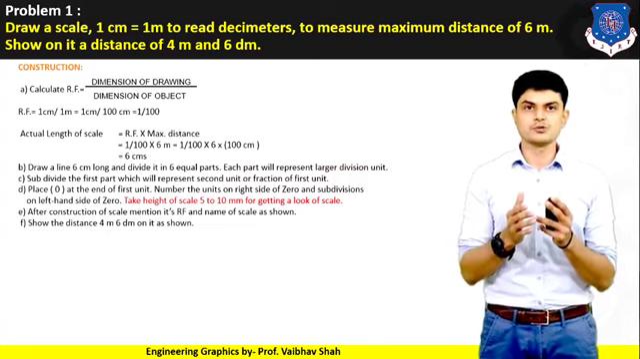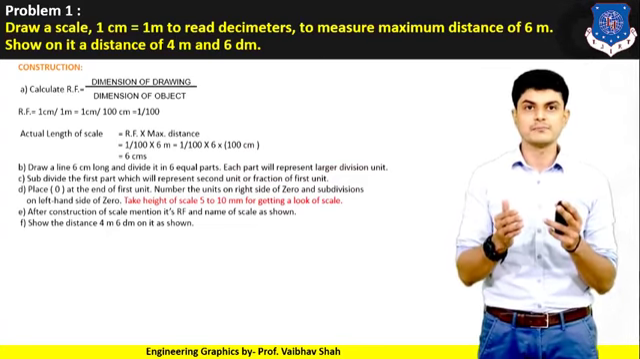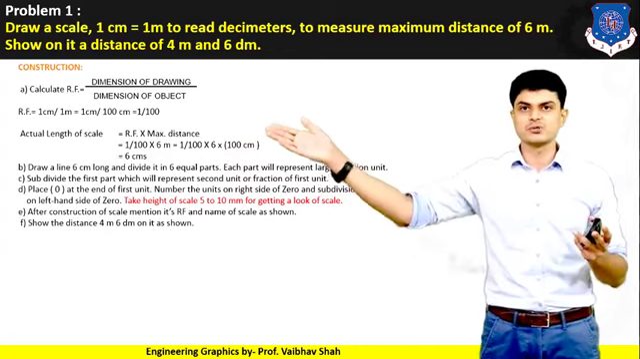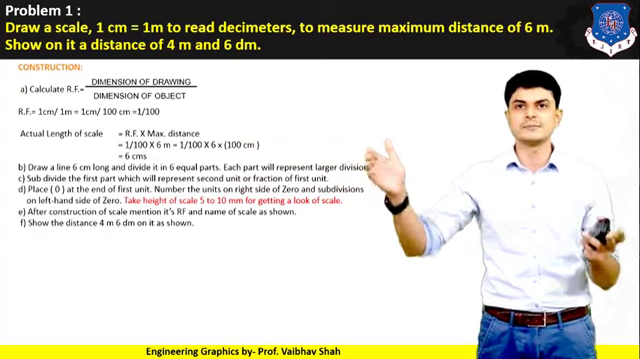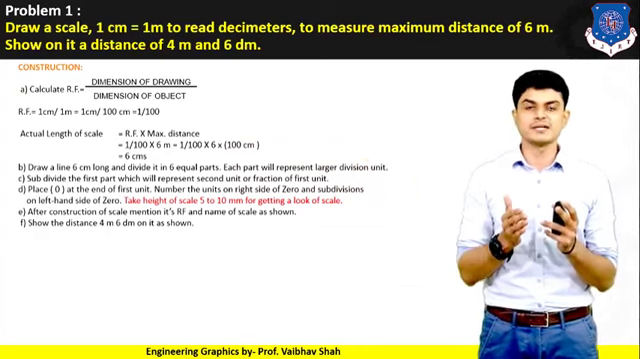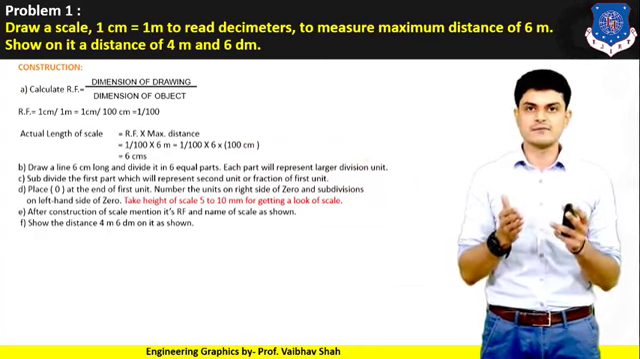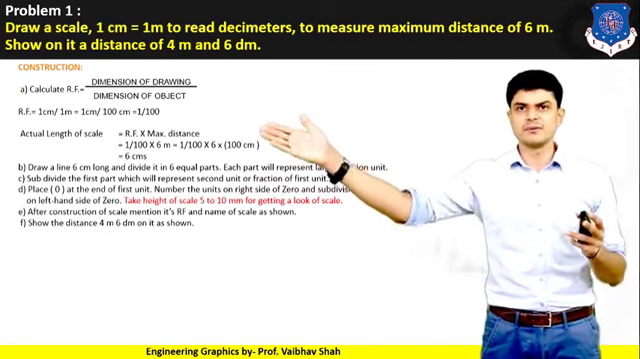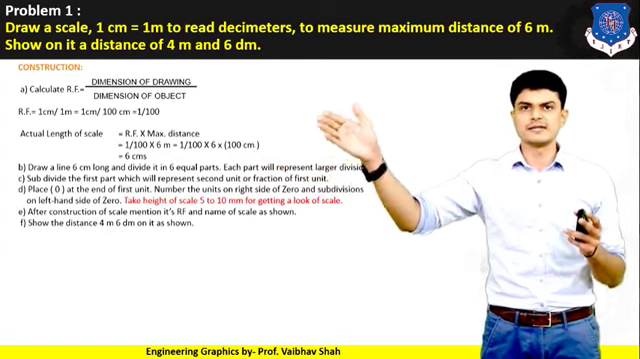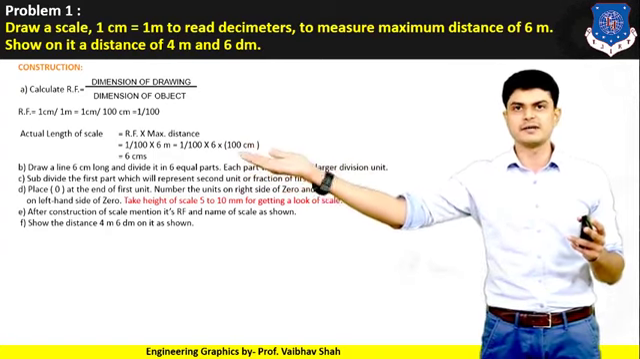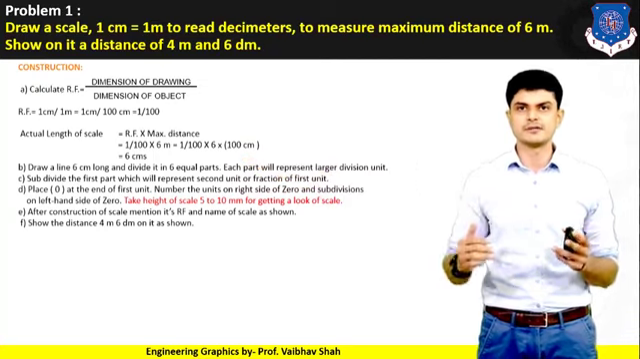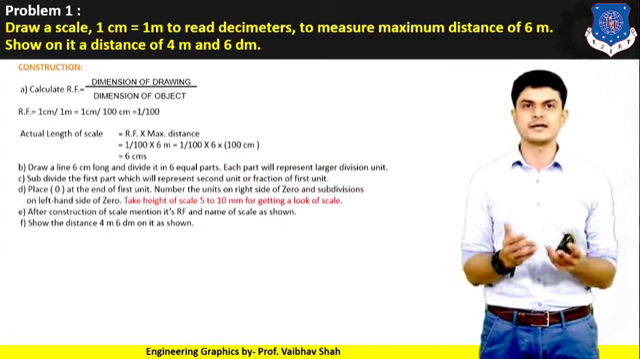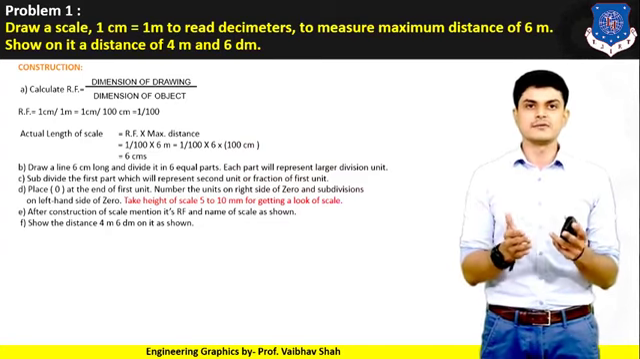Now, is it possible to draw 6 meters onto your drawing paper? Then you will say, sir, no, it is not possible. For that reason, we need to convert this 6 meters into centimeters. We know that 1 meter is equal to 100 centimeters, so we substitute 6 into 100. That means we have 1 by 100 into 6 into 100 centimeters. We have substituted 100 centimeters in place of meter. So now we have our answer as 6 centimeters. It is obvious that we can draw a 6 centimeter line on our drawing sheet.